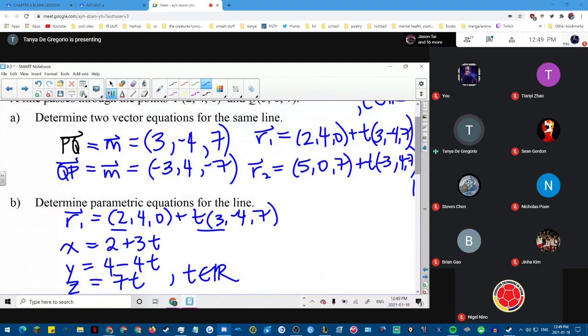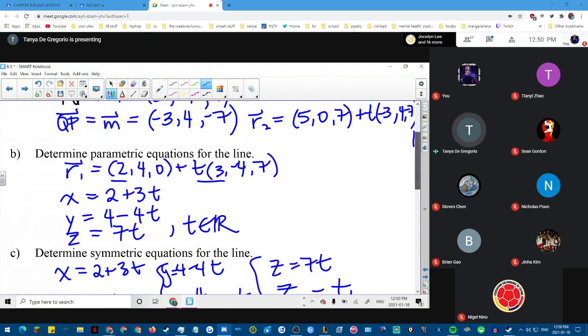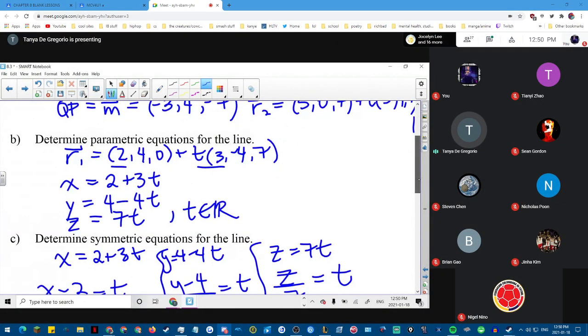X is equal to 2 plus 3t. I'm taking it from R1, my first line. Y is equal to 4 minus 4t, and Z is equal to 0 plus 7t, or just 7t, where t is an element of real numbers.